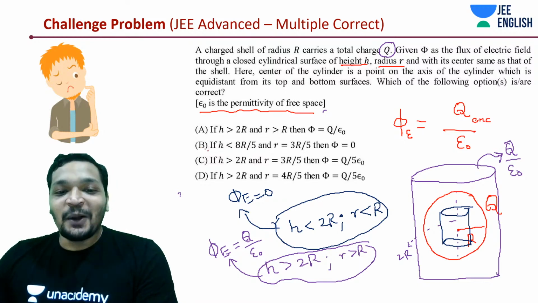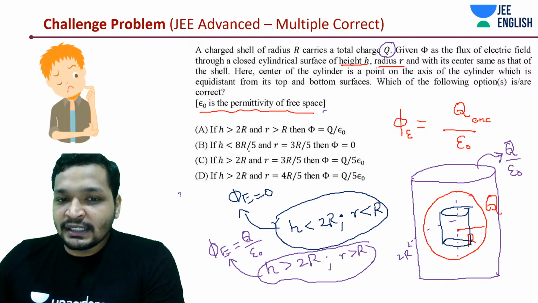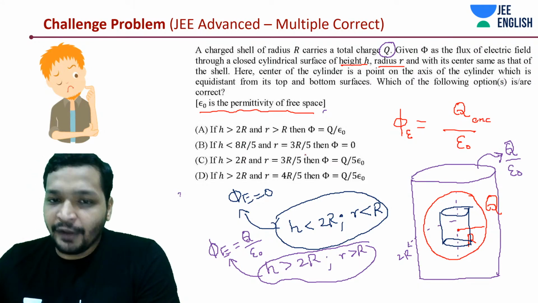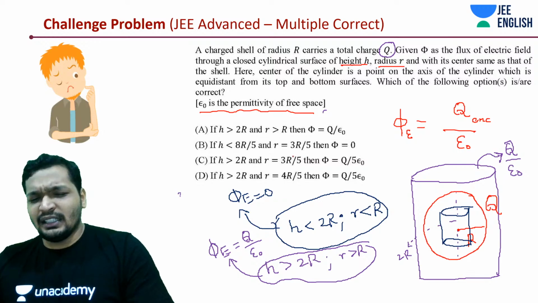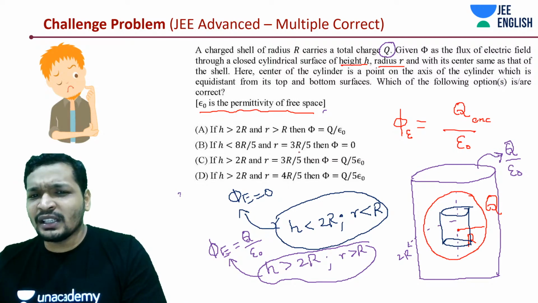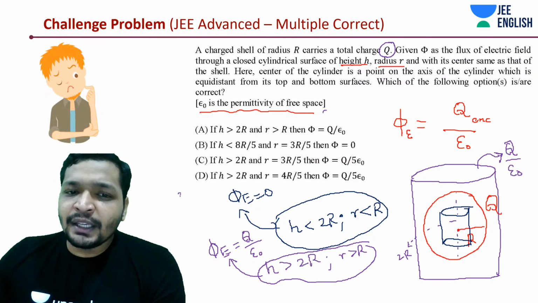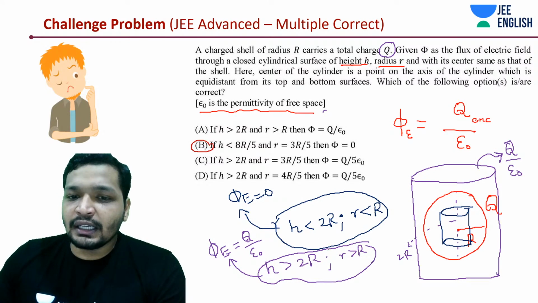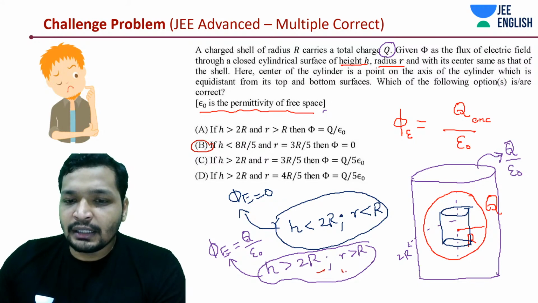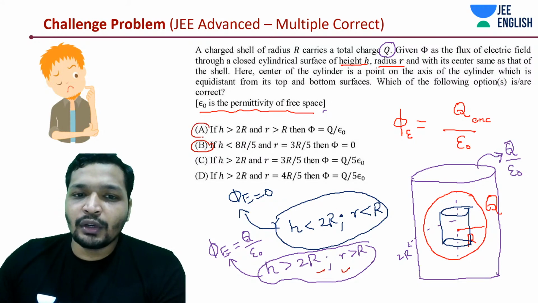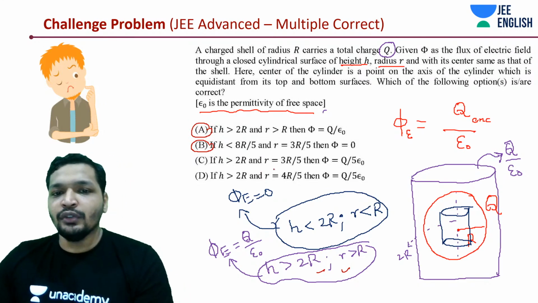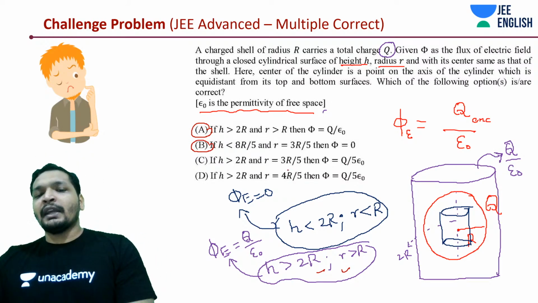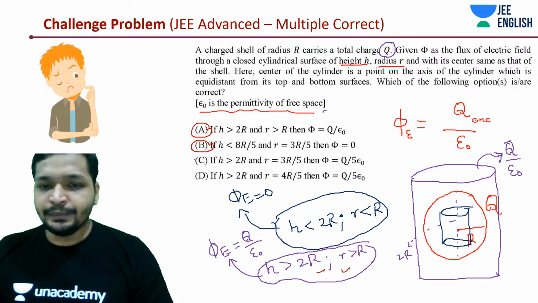So B, it's 8r by 5, which is less than 2r. 10r by 5 would be 2r, and the radius is 3r by 5. Anyway, the radius is lesser, and this is also less than r. 5r by 5 would be r. So B is correct, and similarly A is also correct, because h is greater than 2r and the radius is greater than r. Basically, this condition would have total flux. Now the leftover is two conditions given to you. One condition where r is equal to 3r by 5. So only one among them can be correct, if you have carefully noticed it.